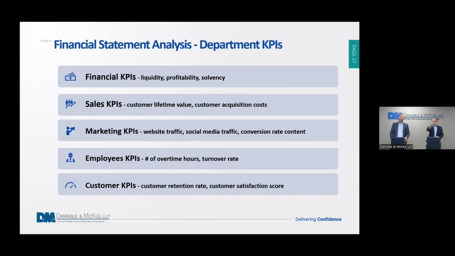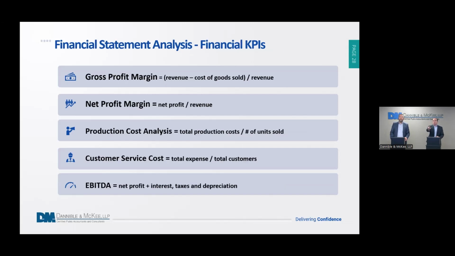So we're going to jump into the top one, financial KPIs, first. Some of these are a little bit repetitive of what we already went over, but it's a good indication that they're pretty important benchmarks. The first one is gross profit margin. That'll be calculated as revenue minus cost of goods sold, divided by revenue. The second one is net profit margin, which is net profit divided by revenue. Again, these two were already covered, but very important key benchmarks to be tracking.